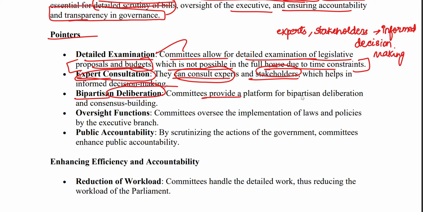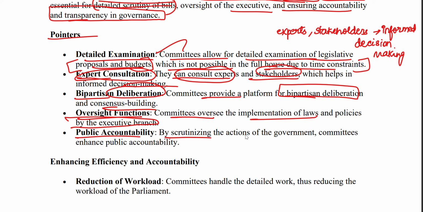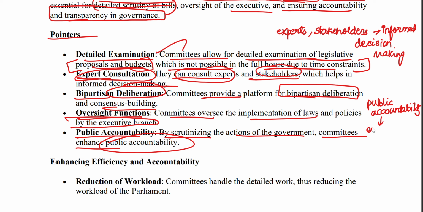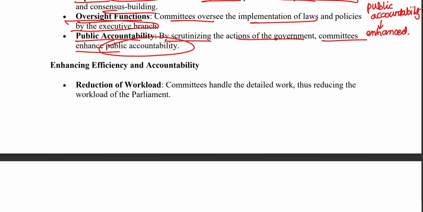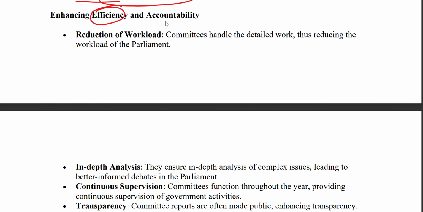Bipartisan deliberation: committees provide a platform for bipartisan deliberation and consensus building. Oversight functions: committees oversee the implementation of the laws and policies by the executive branch. Public accountability: by scrutinizing the actions of the government, the committees enhance public accountability. Enhancing the efficiency, and then we have the accountability.